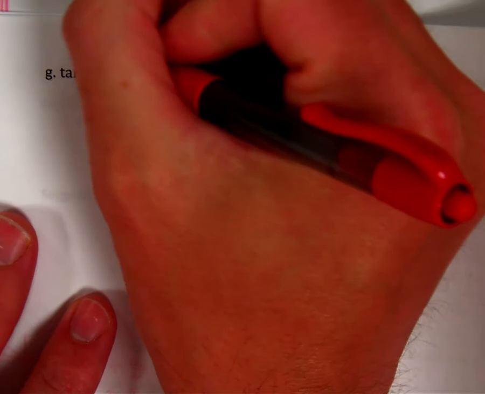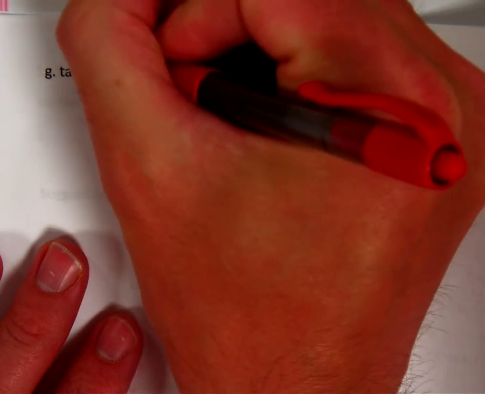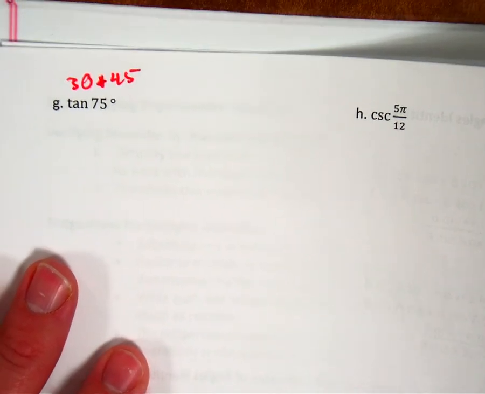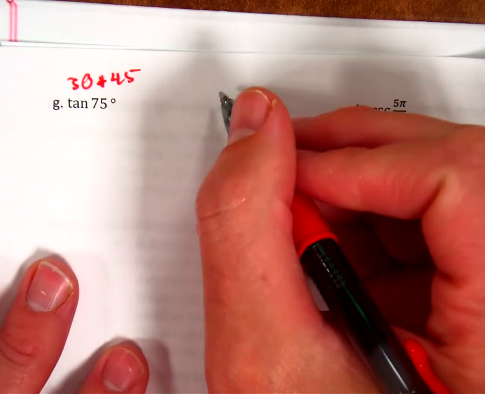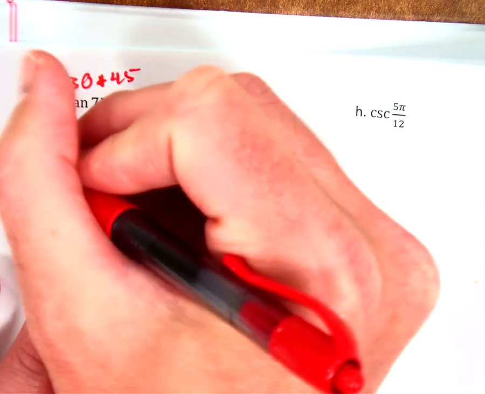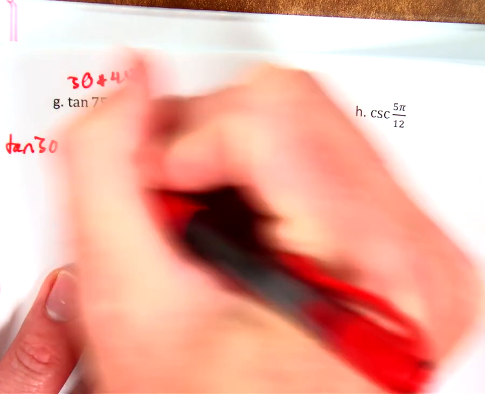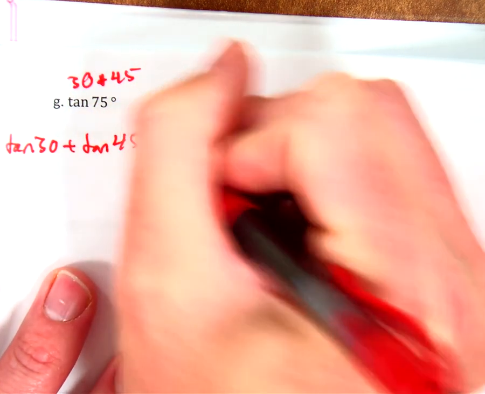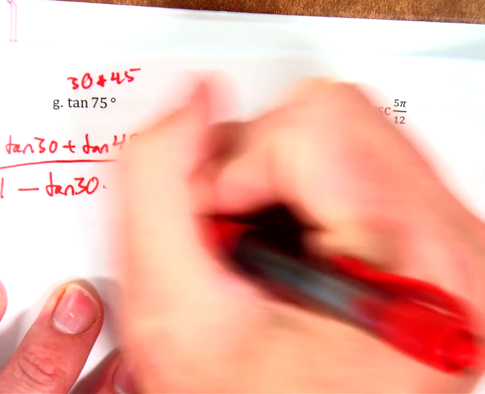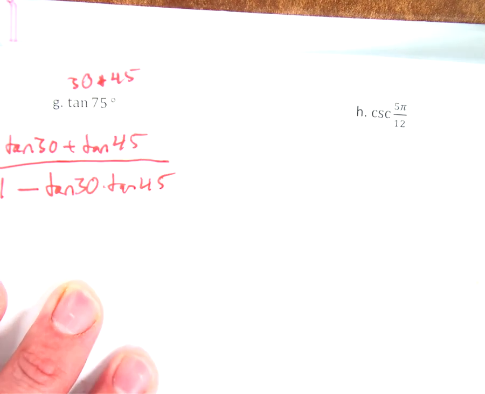Okay, and you're going to see this one gets a little tricky. A lot of details. Nothing we haven't done before. This is details. I'm going to go with 30 plus 45. Okay, so we'll set it up first, and then you'll see. So it's going to be tangent of the first plus tangent of the second. Tan 30 plus tan 45 over 1 minus tan 30 times tan 45.